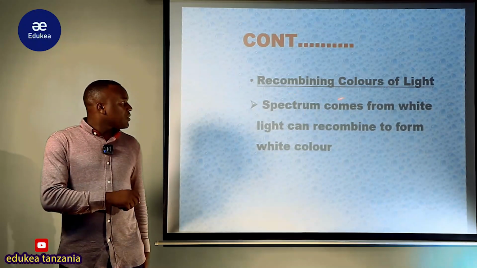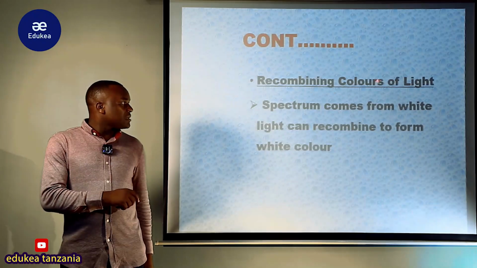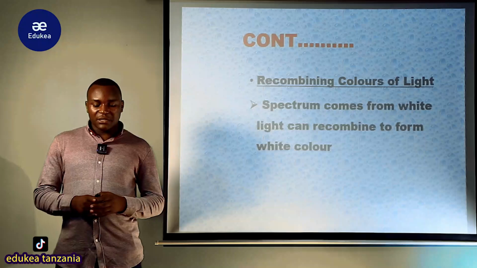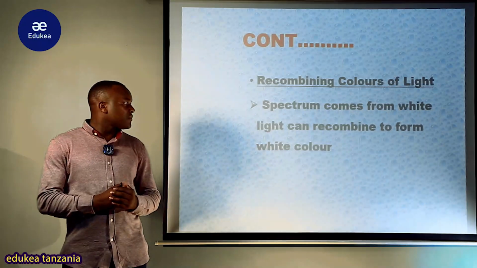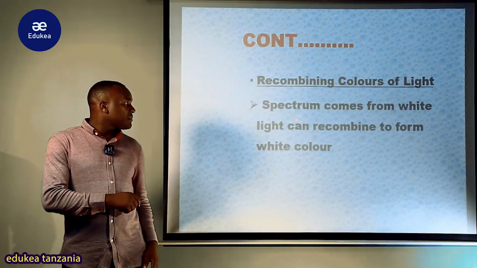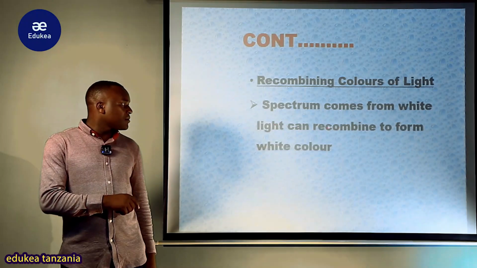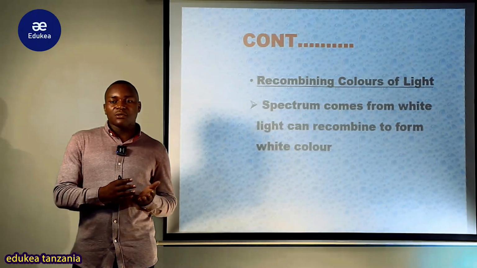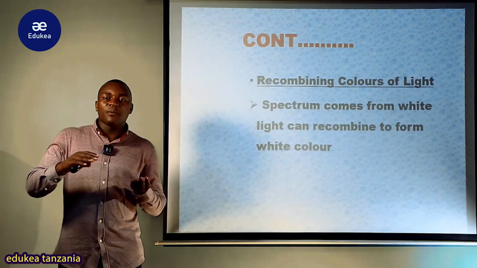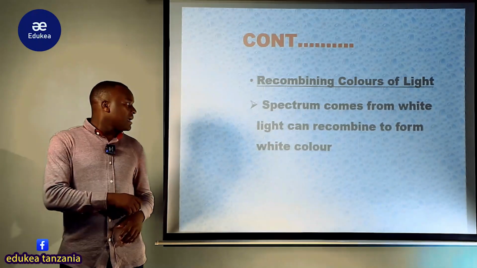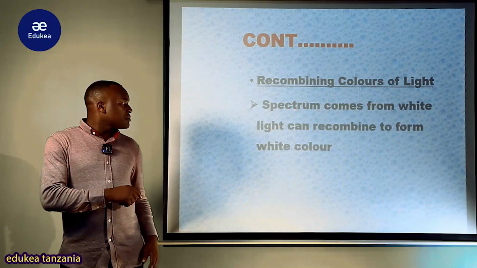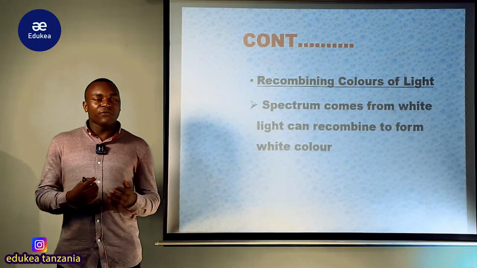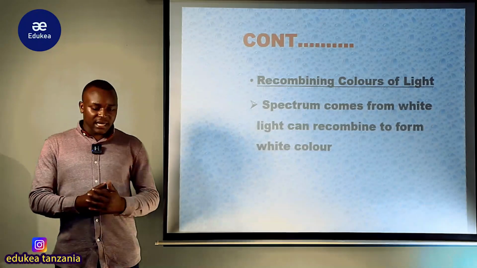So we say that recombining colors of light, kwamba tunaangalia tena kipengele kingine ambacho kinahusu recombination of the colors of light, kwamba spectrum coming from white light can be recombined to form white light, kwamba hizi spectrum zinazotoka kwenye white light tunaweza tukazicombine tena na kutengeneza a white color. So spectrum coming from white light can recombine to form a white color.